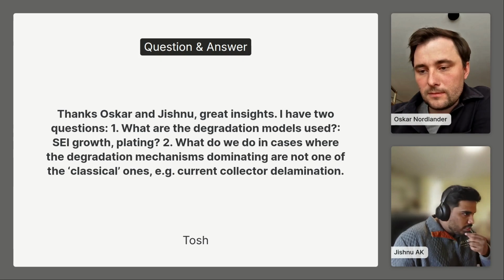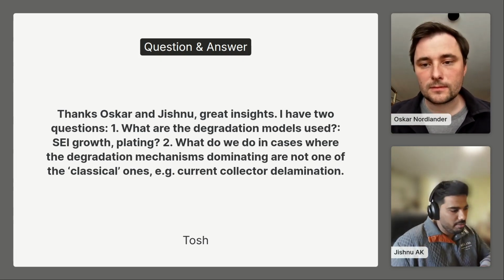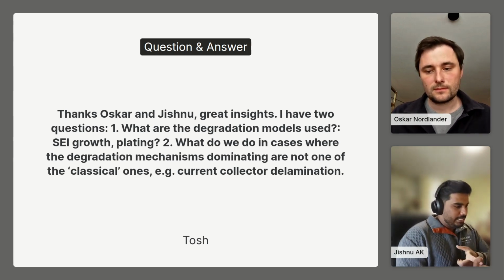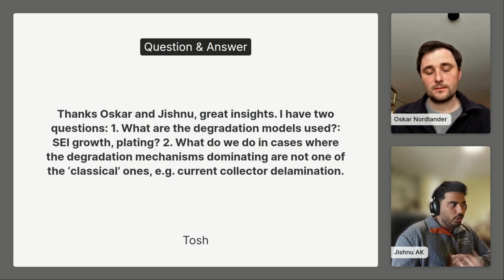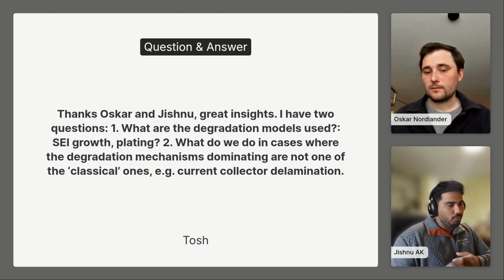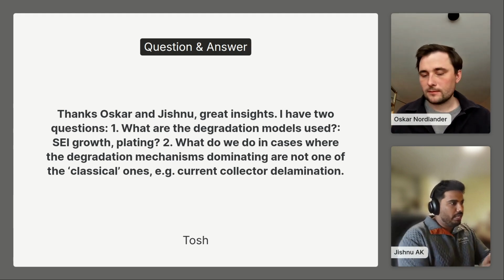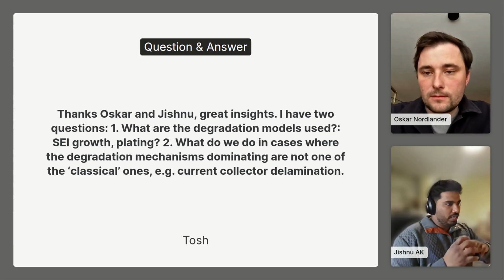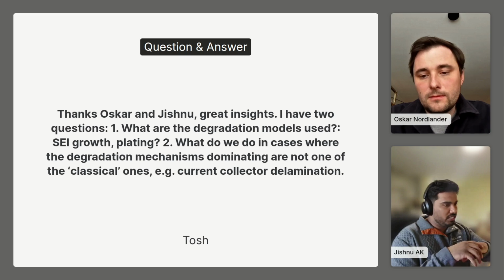What do we do in cases where the degradation mechanisms dominating are not one of the classical ones? Example, current collector delamination. Very good question. So, of course, you're right. At the starting point, after analyzing the aging data, if we get insights that there is a degradation mechanism that we are not aware of at that point, the best way to proceed is, okay, this is scientific information that we don't know. So the best case then would be to incorporate a phenomenological model to capture that bit of the degradation. So the total model would be an electrochemical baseline that is fully physics based.